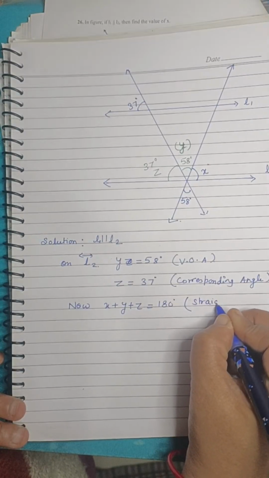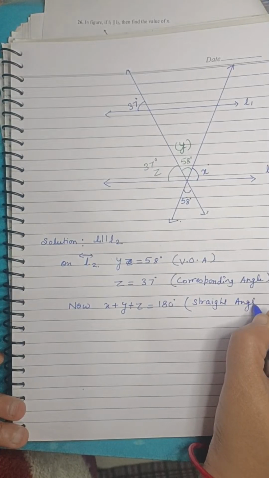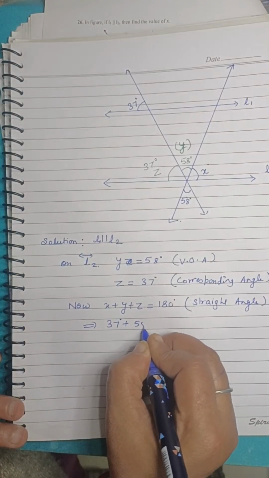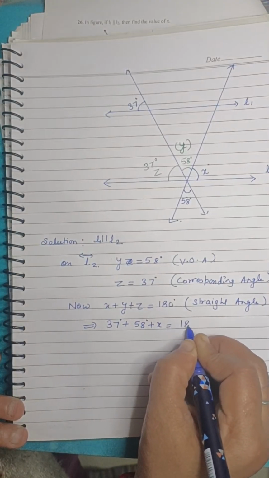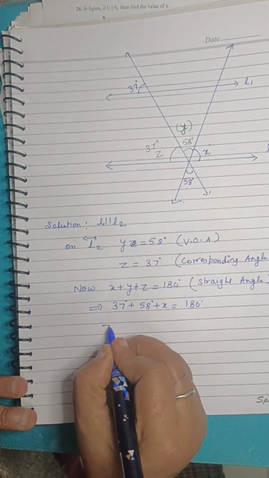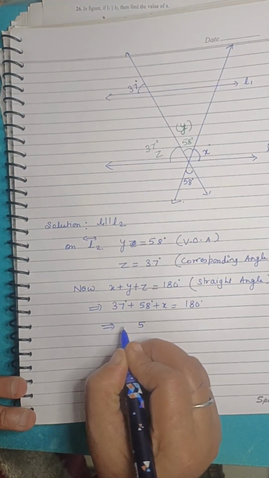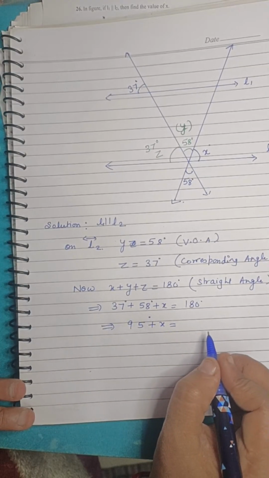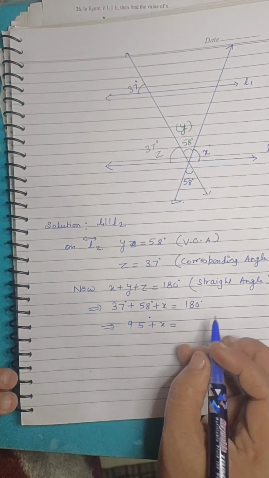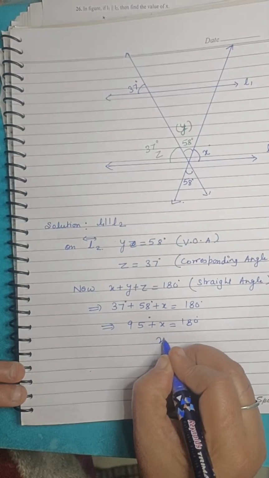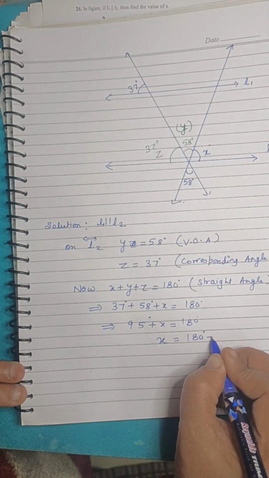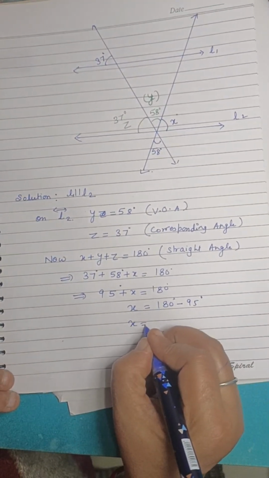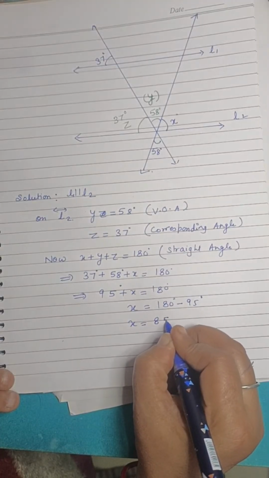Straight angle. This is straight angle. Put the values: 37 degree plus 58 degree plus x equals to 180 degree. Solve them. So you are going to get 95 degree plus x. 8 plus 7, 15, 1 left. 5, 3 plus 5 plus 1, 9, 180 degree. तो x की वैल्यू आ जाएगी आपके पास 180 डिग्री minus 95 degree. So here the answer will come x equals to 85 degree.